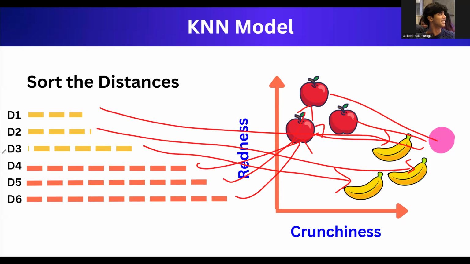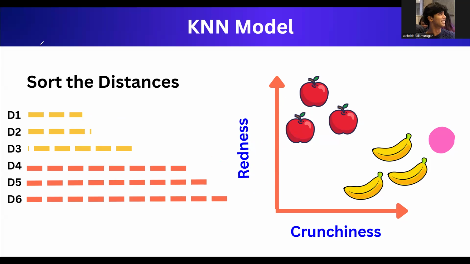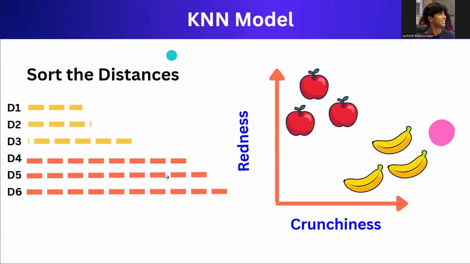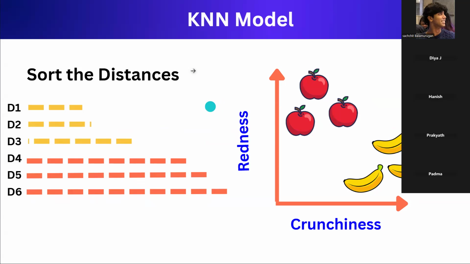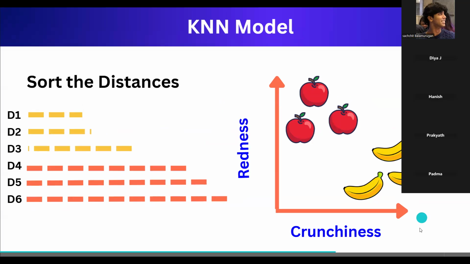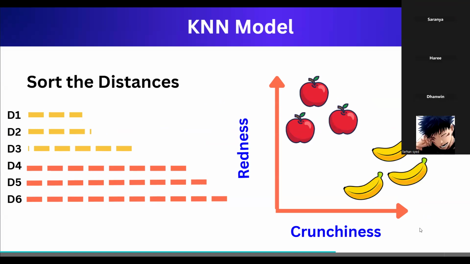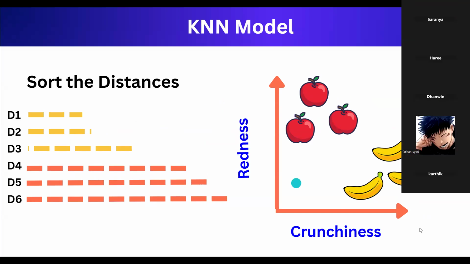So after we sort the distances, we're going to perform another step. But so far, does it make sense what we're doing here? After calculating each distance, we're sorting the distances. Does that make sense so far? Can I get a thumbs up or something? Yeah, that makes sense. Okay, good.